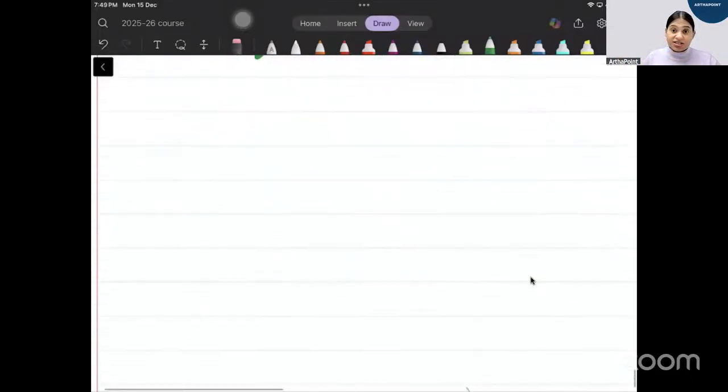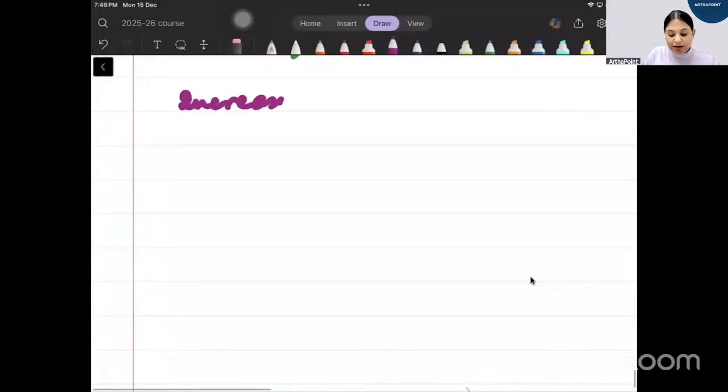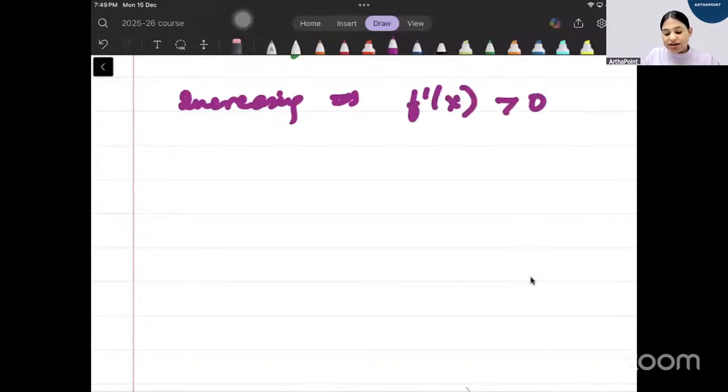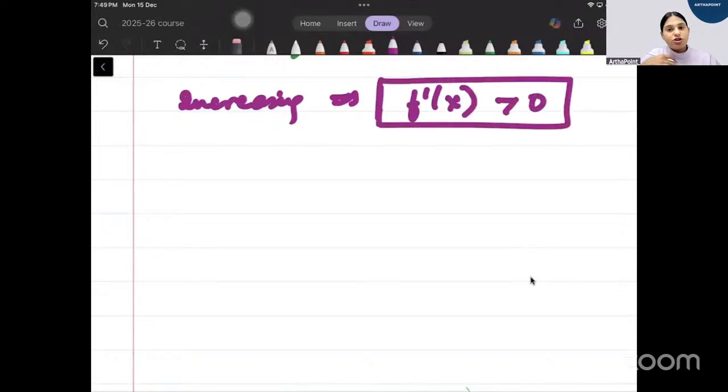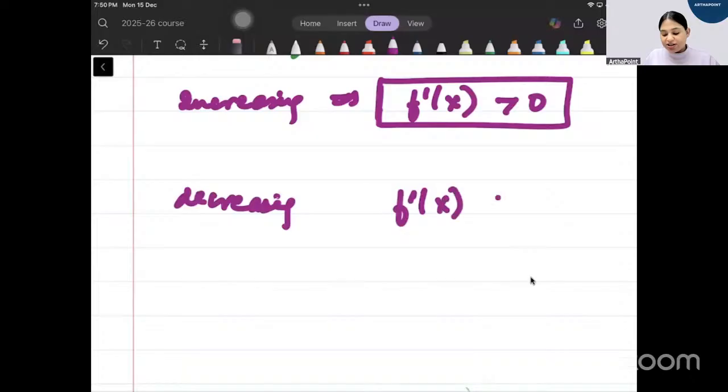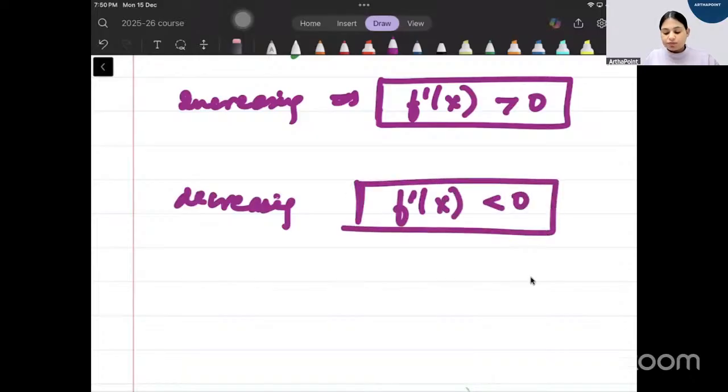And what's the property? How can we check whether the function is increasing or decreasing? So increasing means that when you find f dash x, it is greater than 0. The function is increasing. And what would decreasing mean? Decreasing would mean that when you find f dash x, it is less than 0. So if the function is strictly increasing or strictly decreasing, then also I can go ahead and answer those questions. I'll give you an example.